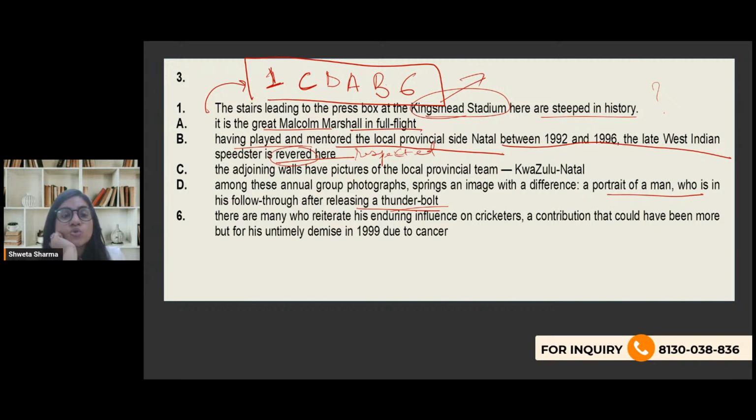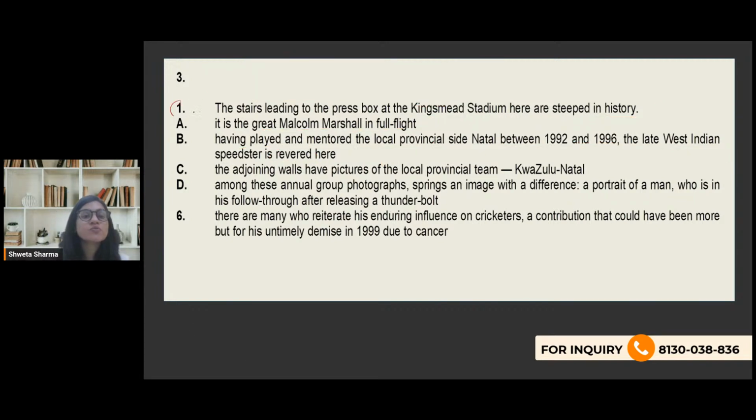So what did we do? We tried to figure out the opening sentence, right? So opening sentence, of course, 1 is fixed with us. But stairs leading to the press box were steeped in history. So why? Do you see? This is just a blanket statement which is introducing the idea. It has a lot to do with the history.